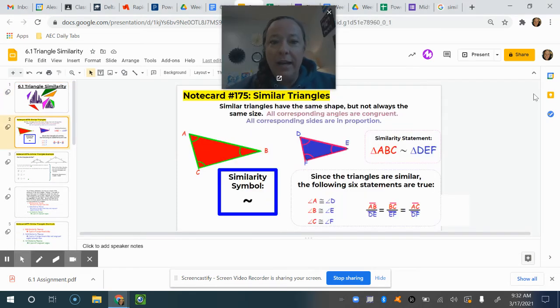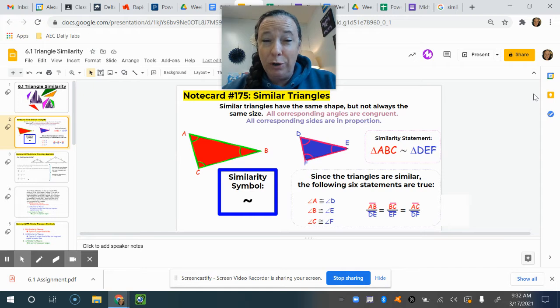All right, so similar triangles have the same shape, but not always the same size. The reason why I put "not always" is because if we know triangles are congruent, then we can say that they are also similar. That's that little nuance there. But to say triangles are similar, most often it's just they have the same shape, but they're not the same size. And what does that really mean?